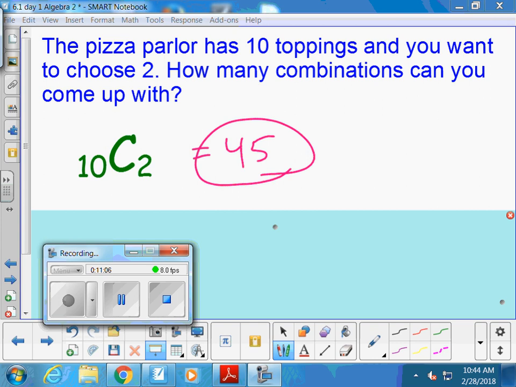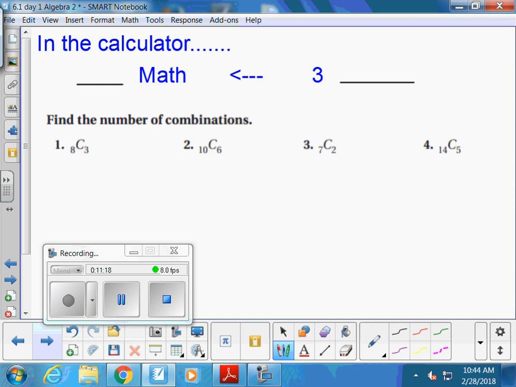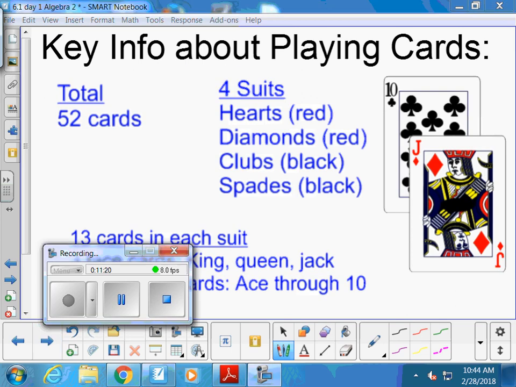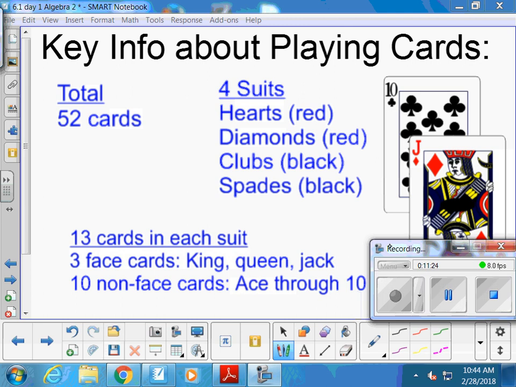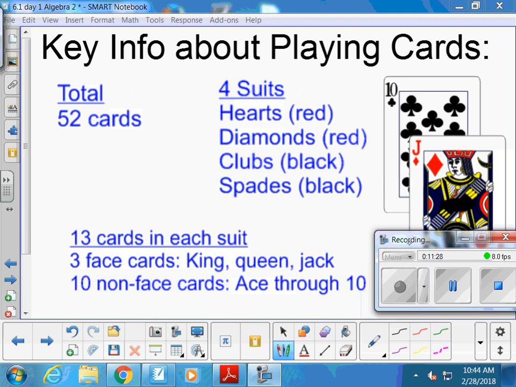I have learned through teaching math that some people play cards a lot and are really knowledgeable about what is in a deck of cards, and some people never really play cards and are not very knowledgeable about what is in a deck of cards. So depending on what you know and don't know will determine what you need to write down from this slide. I'll pause the video and discuss decks of cards and let people write things down.